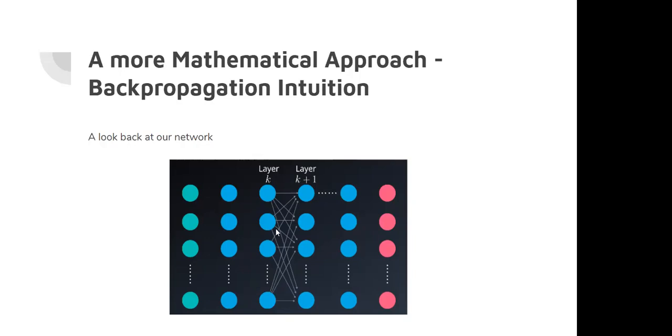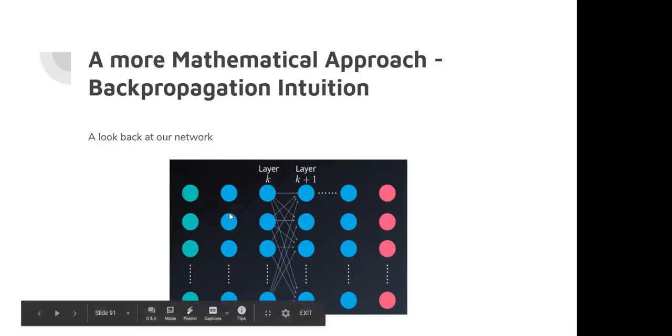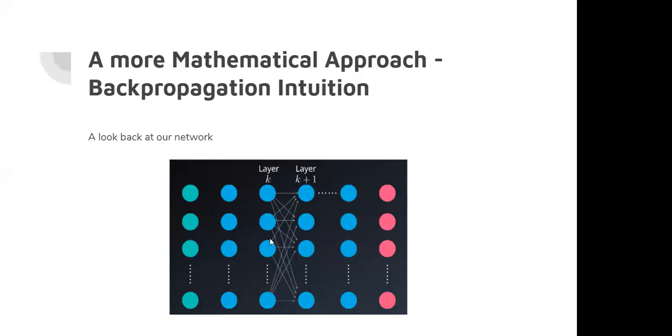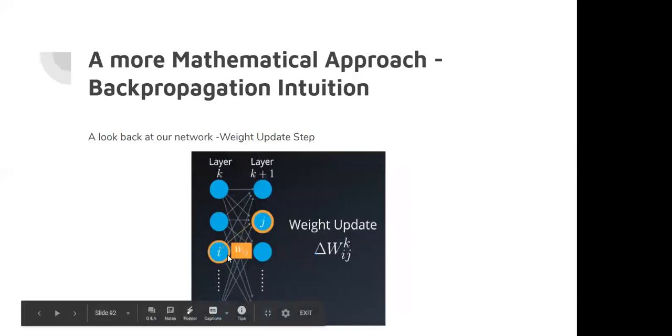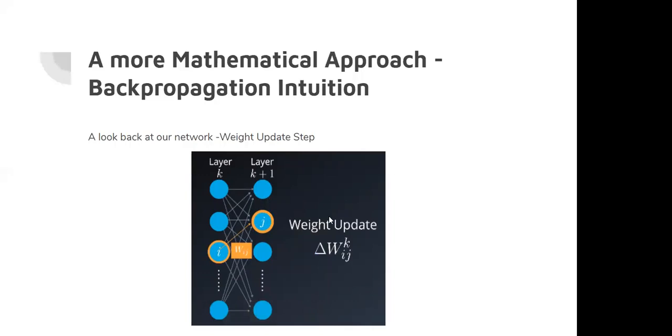Generically speaking, if you have a layer K, these are your hidden layers. This is your input, this is your output layer. This is your input layer, and you have these K number of hidden layers. So from hidden layer K to K plus 1, if you want to update the weight Wij, so Wij is leaving from node i and going to node j in layer K plus 1. How are you going to update the weight?